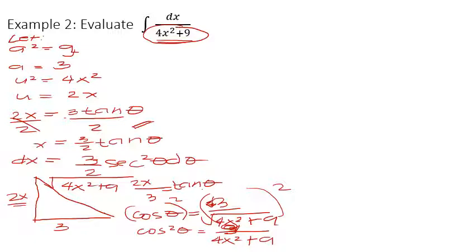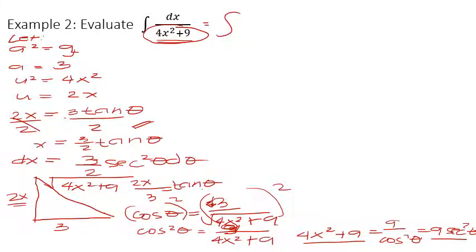So, with that, we could have 4x squared plus 9. We will do cross multiplication, so we move cosine squared to the other side: 9 over cosine squared theta, which is equal to 9 secant squared theta. So, now we could substitute 4x squared plus 9 with 9 secant squared theta. So, we could simply substitute everything in our given.